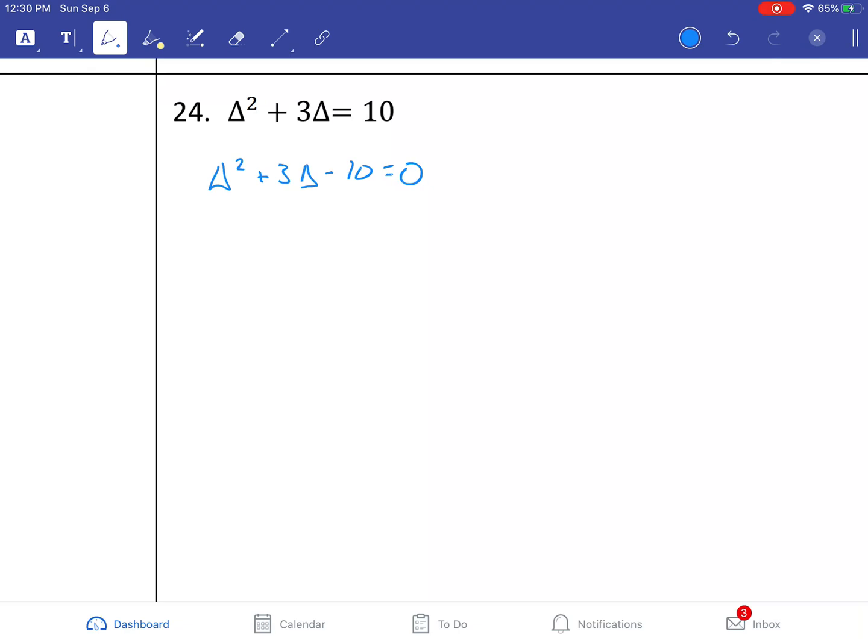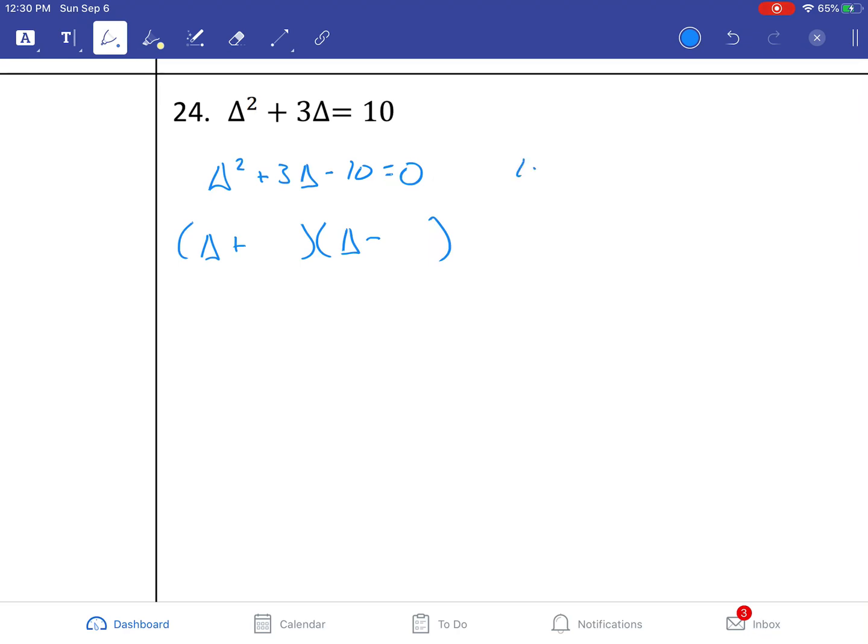So can we take a greatest common factor out? No. Can we do 5 steps to factoring? I think we can. So let's do that. So we have triangle and triangle. Drop the first sign. What times a positive gives you a negative? And that would be a negative.